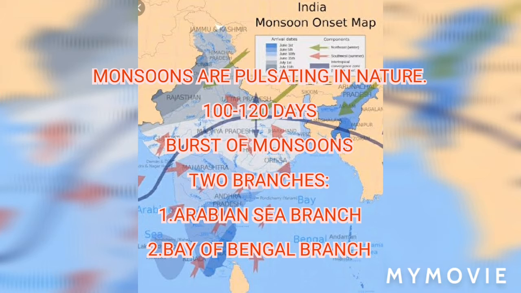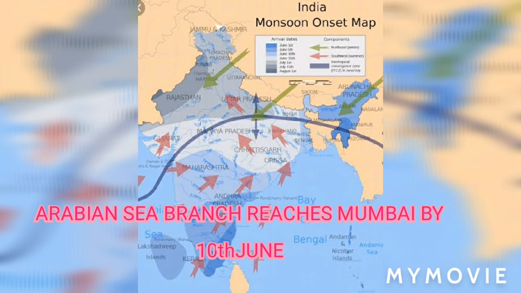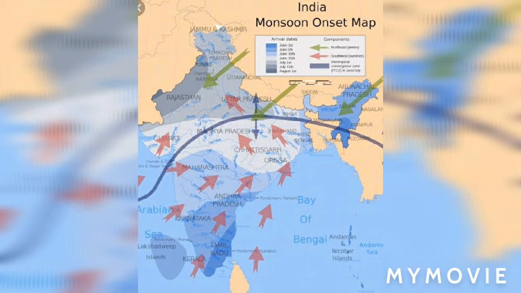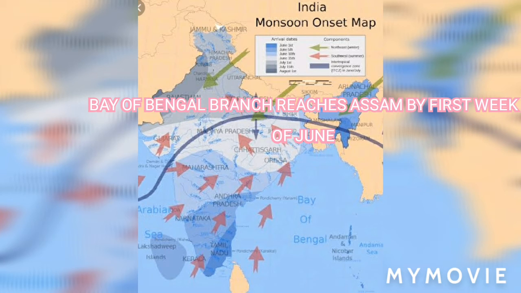The monsoon arrives at the southern tip of the Indian peninsula and gets bifurcated into two branches, the Arabian Sea branch and the Bay of Bengal branch. The Arabian Sea branch reaches Mumbai about 10 days later, on approximately the 10th of June. This is a fairly rapid advance. The Bay of Bengal branch also advances rapidly and arrives in Assam in the first week of June.